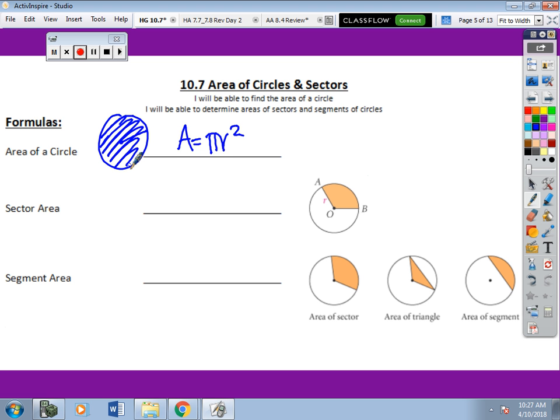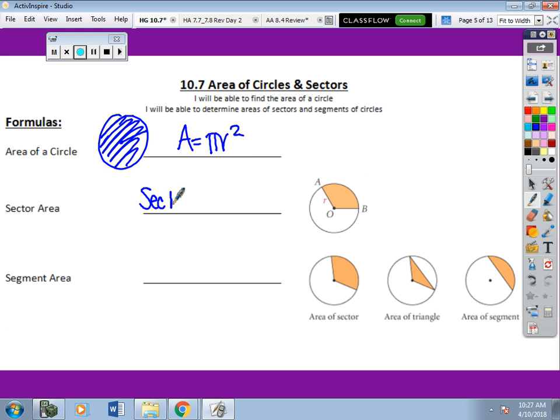Today what we're going to look at is the area of a sector, so part of a circle, and also the area of a segment, which is also part of a circle. So a sector is like if you had a piece of pie or a piece of pizza, you'd find the area of just that piece instead of the whole thing. So the formula will be similar to yesterday's.